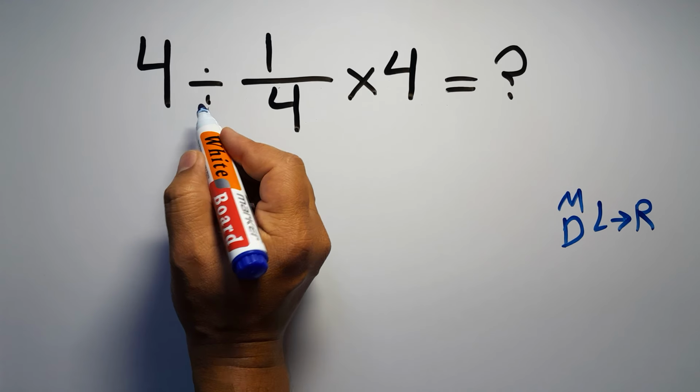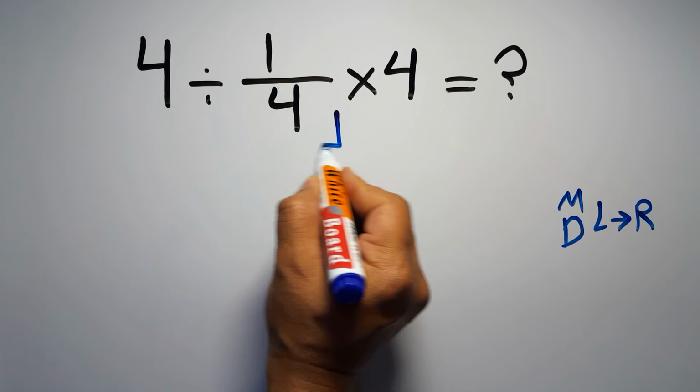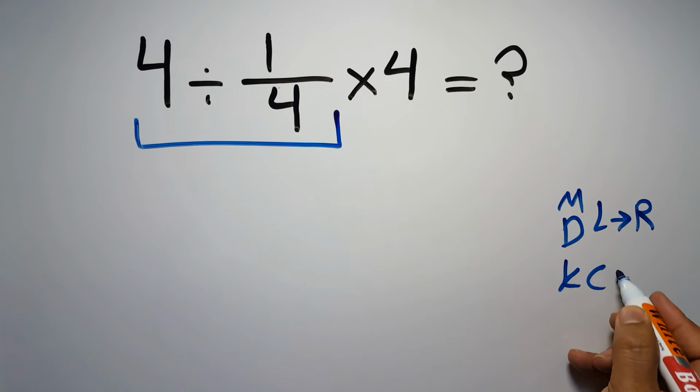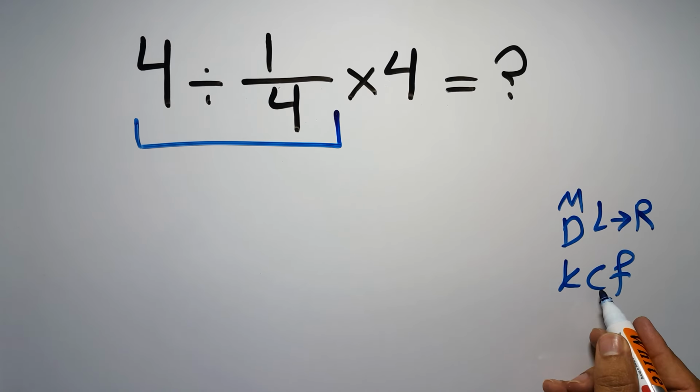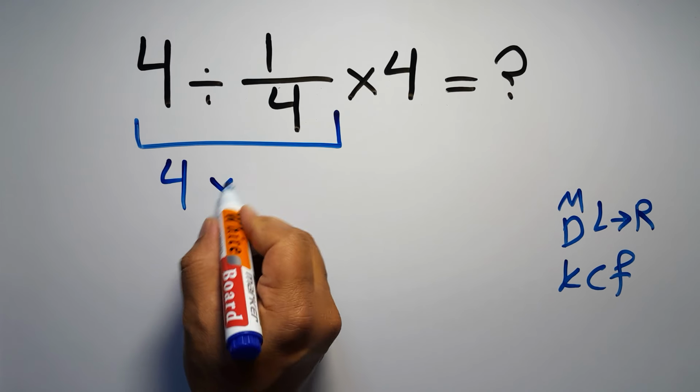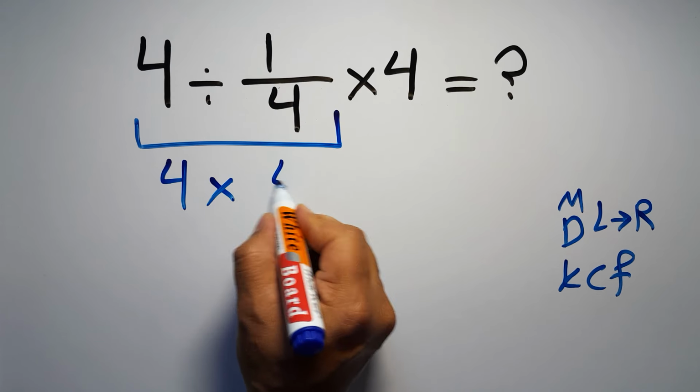So first this division, 4 divided by 1 over 4. According to the KCF rule, K stands for keep, C stands for change, and F stands for flip. We can write to keep the first fraction, change division to multiplication, and flip the second fraction.